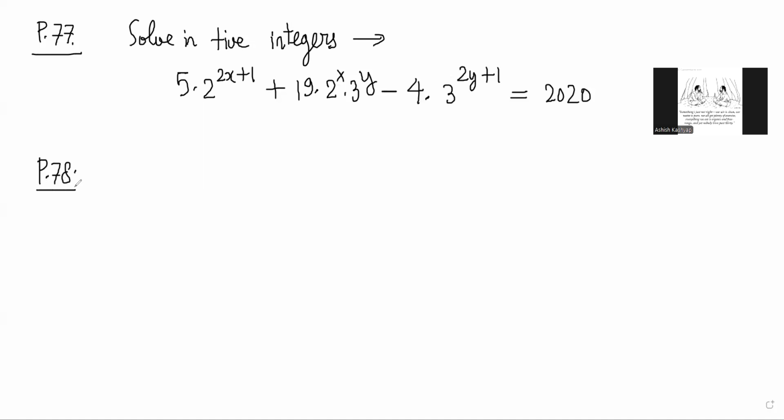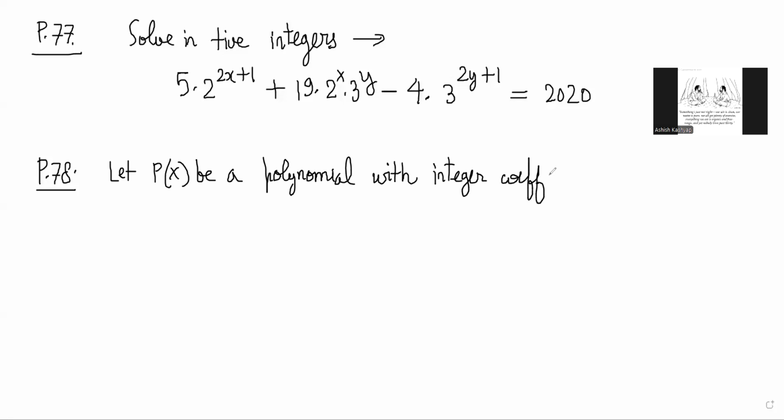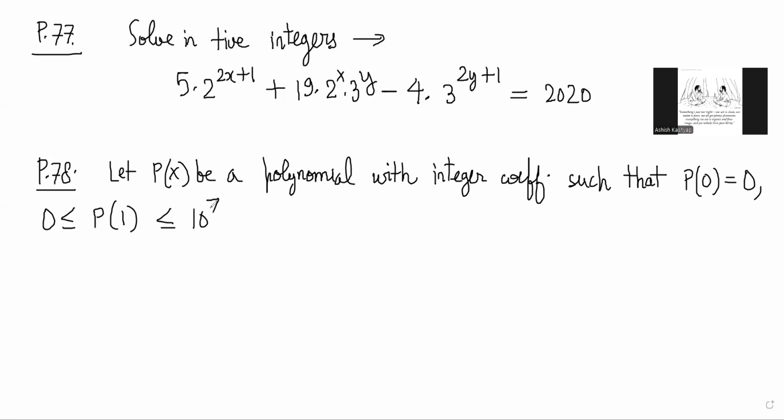Problem 78 is: okay. So let P(x) be a polynomial with integer coefficients such that P of 0 is 0 and 0 is less than or equal to P of 1 is less than or equal to 10 to the power 7.